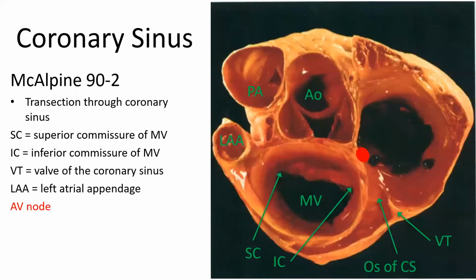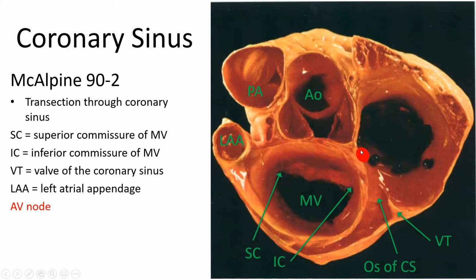Taking a short axis cut through the coronary sinus, we again see that valve redirecting blood flow towards the ventricle, and it really poses a little bit of a barrier in accessing the coronary sinus with catheters. And as McAlpine labels it, the mitral valve, the superior and inferior commissures, the inferior commissure here is really adjacent to the AV node.